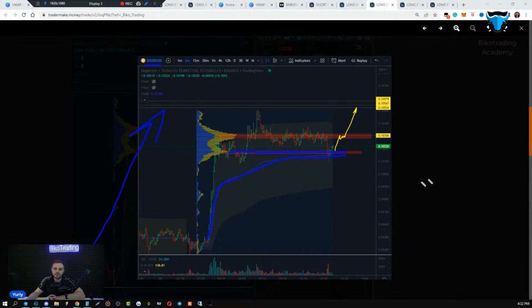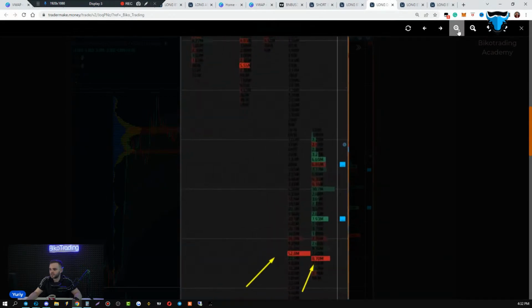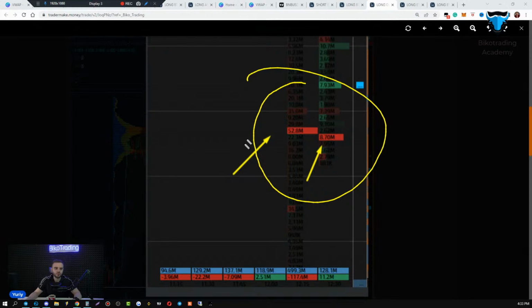Price exactly retested VWAP. It was the area where people looked during that day. Also, have a look, it was close to this key level. And also, during that time at VWAP, someone started buying an insane amount of Dogecoin.